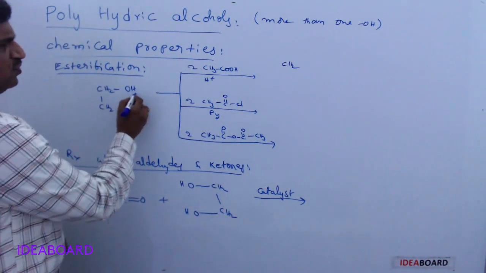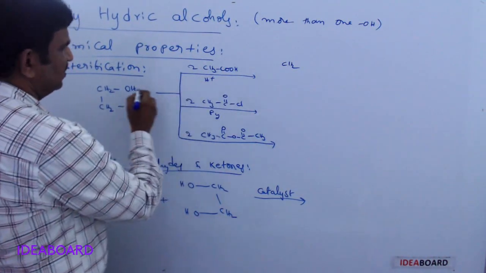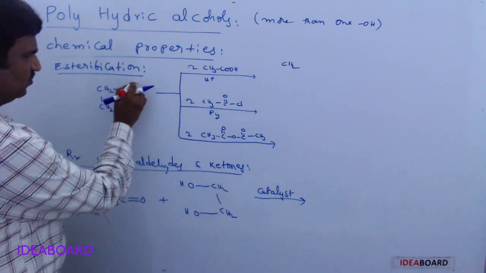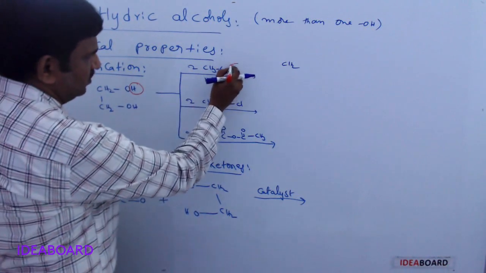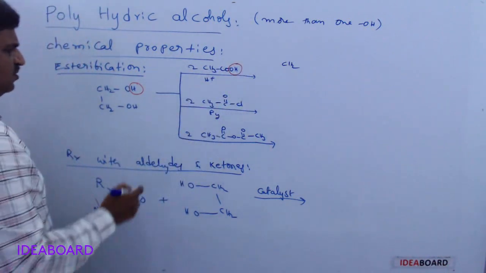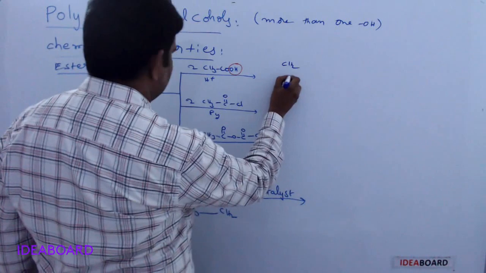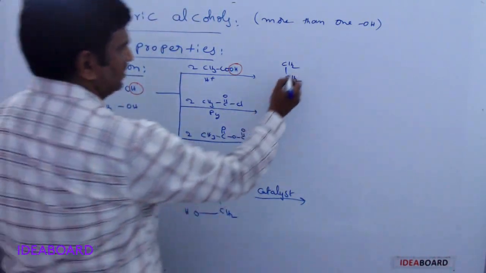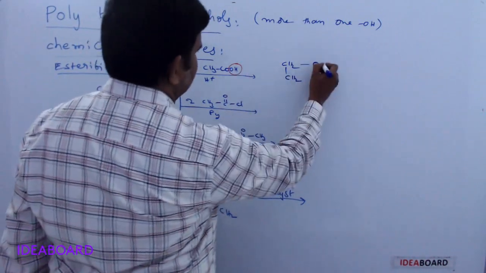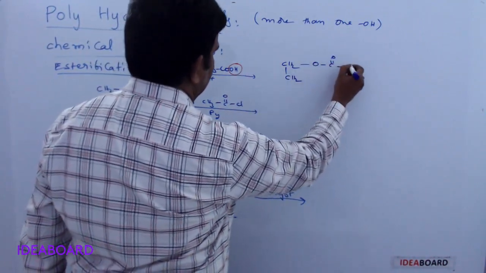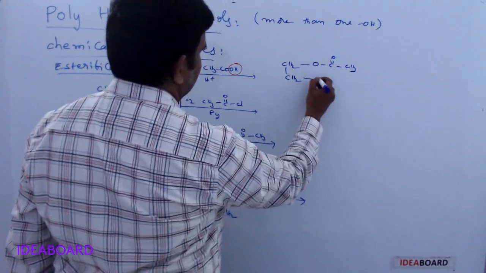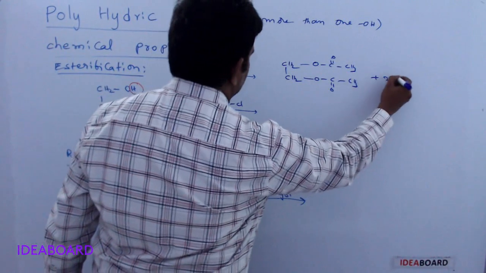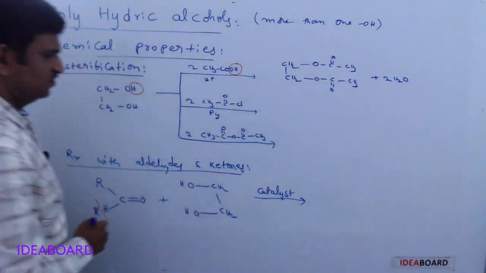Here the alcohol gives the OH group, and here H is removed and the OH group is removed. So if H is removed from this and the OH group is removed here, then what is formed? Here we will get CH2, and here O is present and the remaining is CO and CH3. Similarly, OCO and CH3, plus 2 molecules of H2O are released.